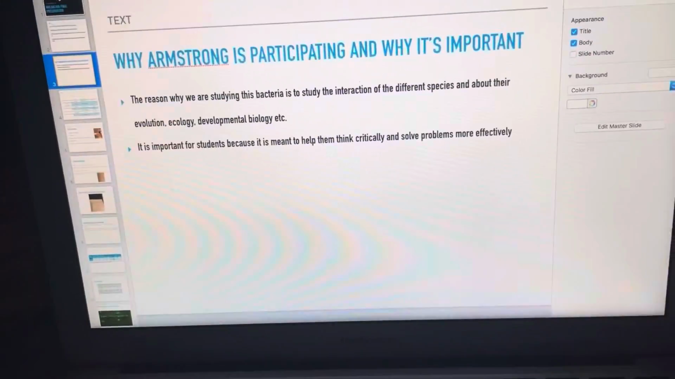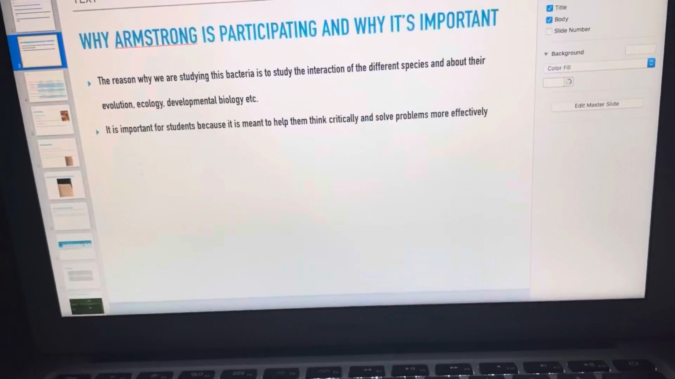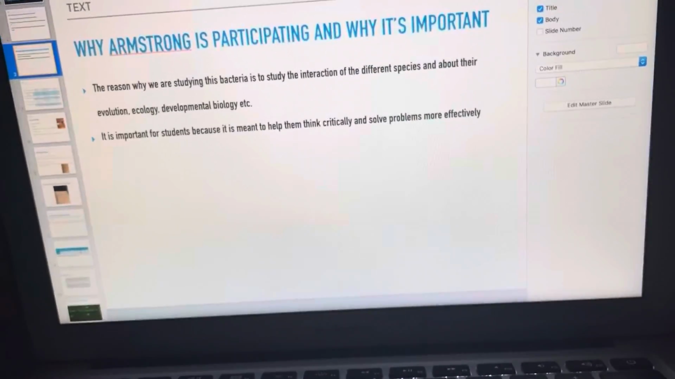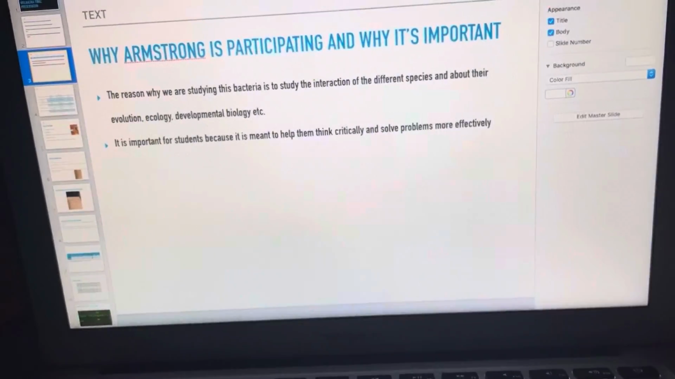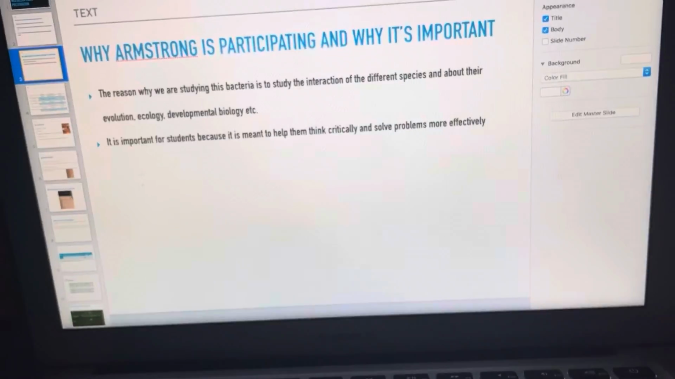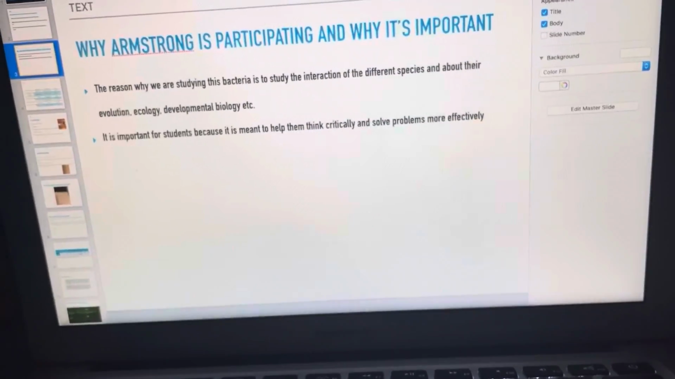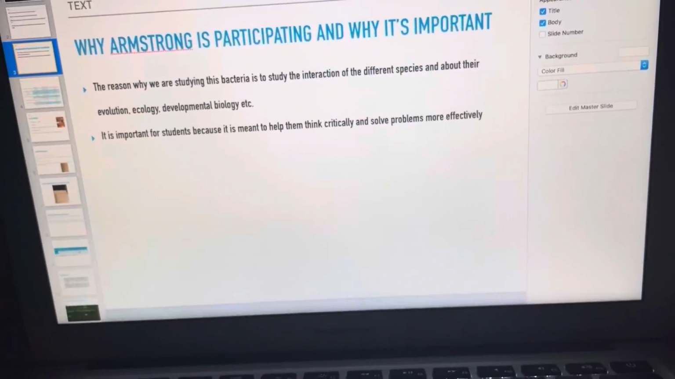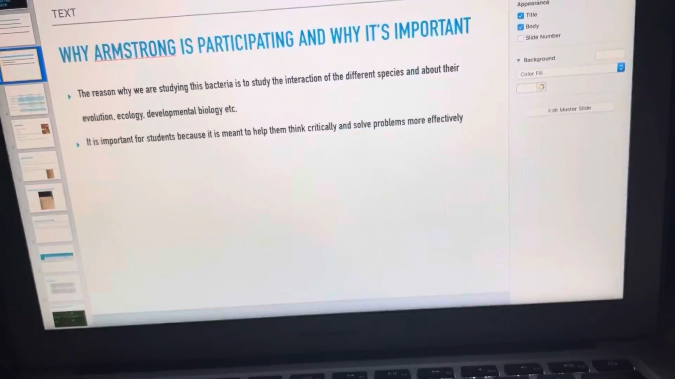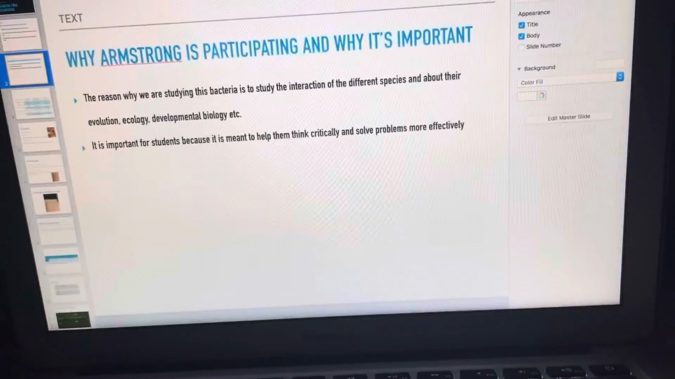Our campus is participating because we are studying this bacteria because we want to study the interaction of the different species and more about their evolution, ecology, developmental biology, etc. And it's important for students because it's meant to help them think critically and solve problems more effectively.